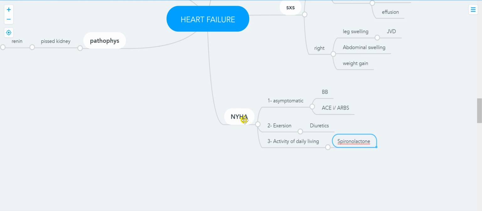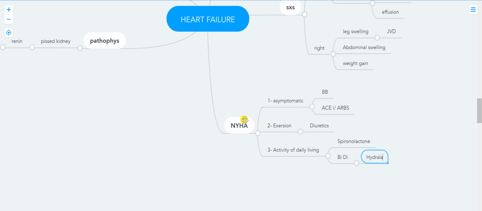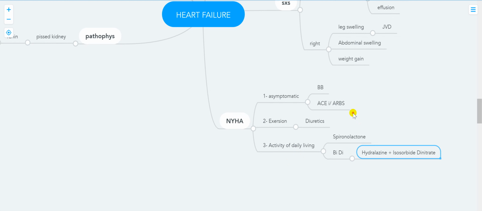What do we mean by vasodilators? It means they dilate arterioles and venules both, which means hydralazine plus isosorbide dinitrate. So for asymptomatic, beta blocker and ACE inhibitor or ARB. If it's with exertion, a diuretic like furosemide. If it's activities of daily living, spironolactone or vasodilators.